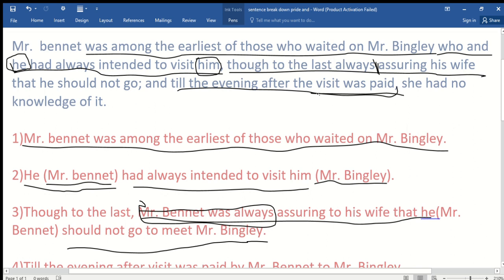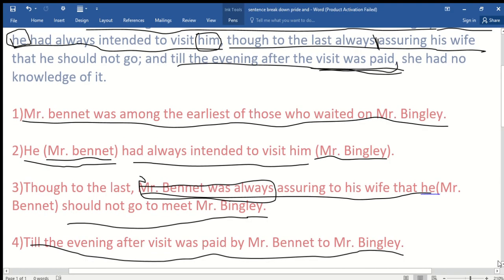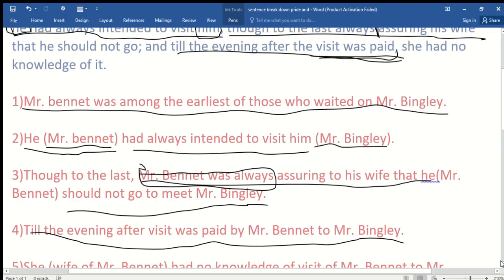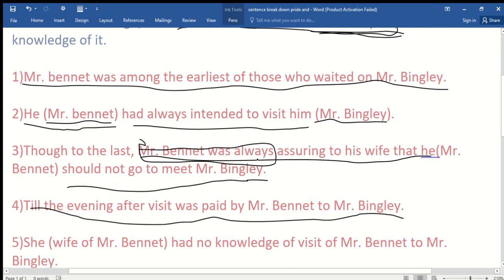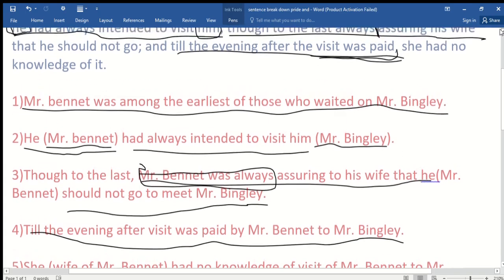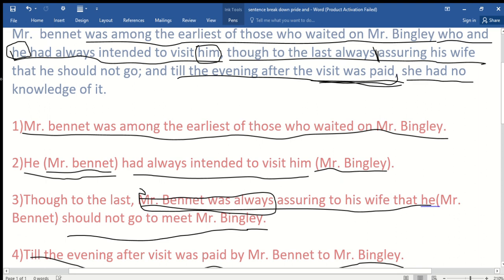So it means that in the evening Mr. Bennet visited Mr. Bingley. Now let's come to the last part of this sentence, which says she, the wife, had no knowledge of it. It means that in the evening Mr. Bennet visited Mr. Bingley, but his wife had no knowledge that Mr. Bennet had visited and met Mr. Bingley.